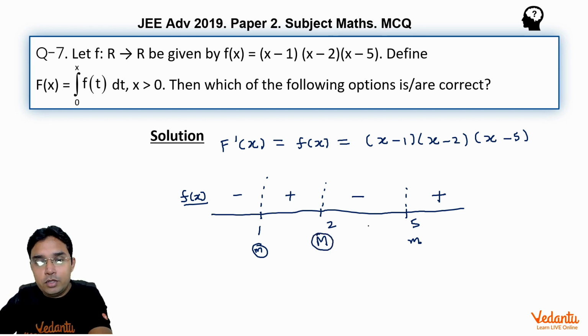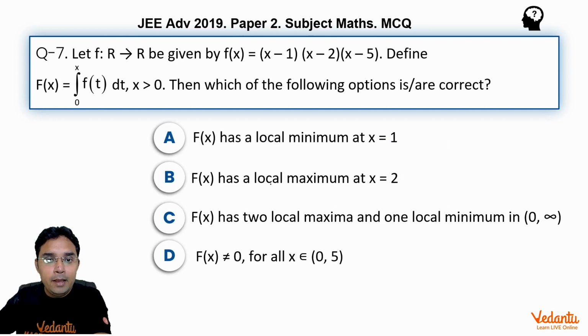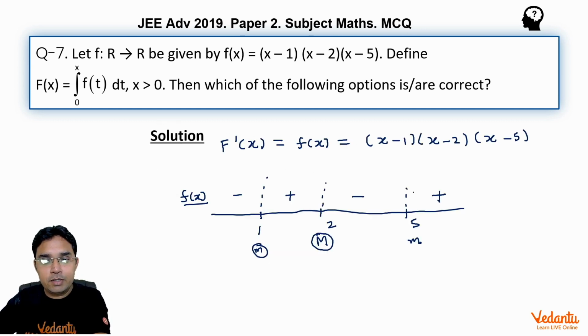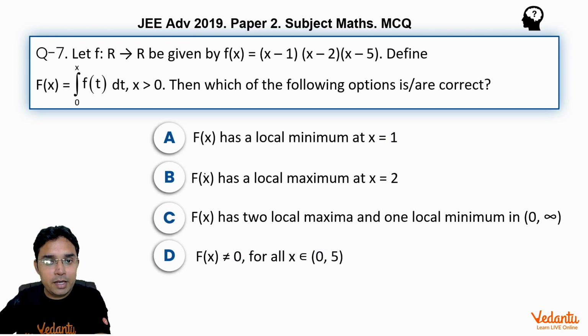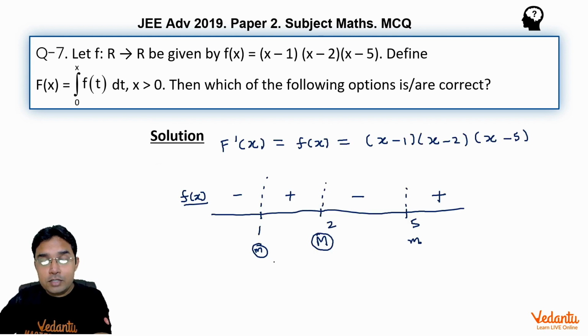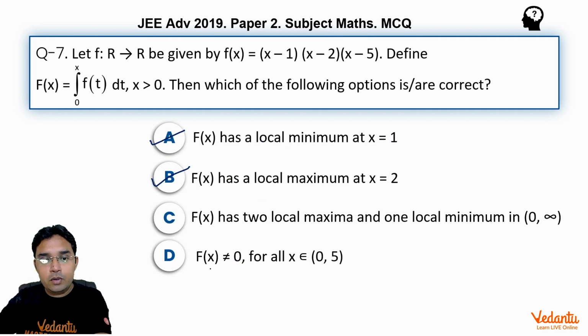So if we go back to the options, we can see capital F(x) has local minimum at x equal to 1, which is absolutely correct. F(x) has local maximum at x equal to 2, this is also absolutely correct. Now coming to next one, F(x) has two local maxima and one local minima. In fact, it is opposite. It has two local minima and one local maxima. So C option is not correct.